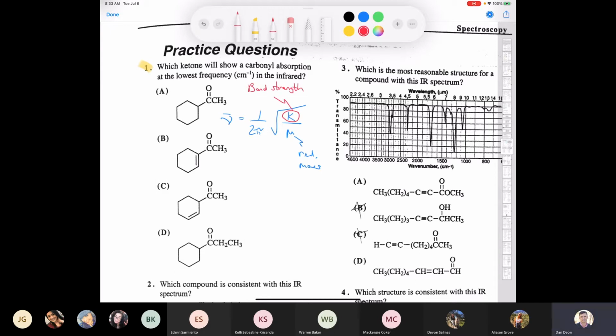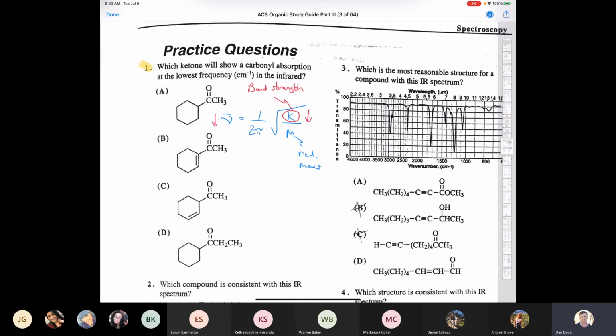So since K, the bond strength, is in the numerator, the weaker that it is, the lower the frequency of absorption is going to be, right? If this is low, this is going to be down low. Because you see that wave number is directly proportional to, it's the square root of K, but either way, it's directly proportional to K. So the lower the bond strength, the lower the wave number.